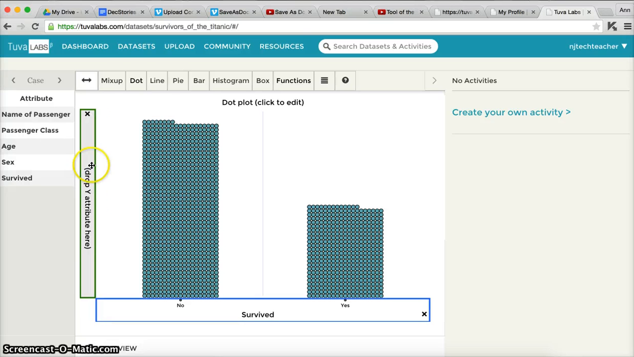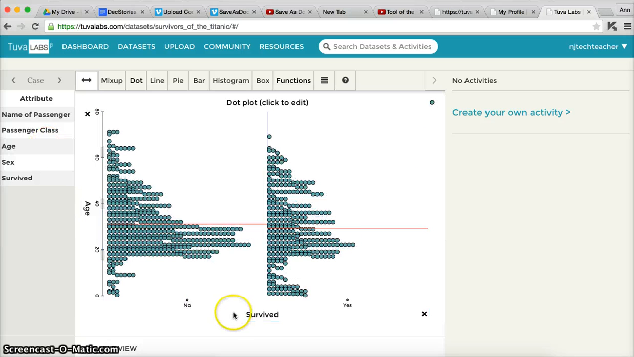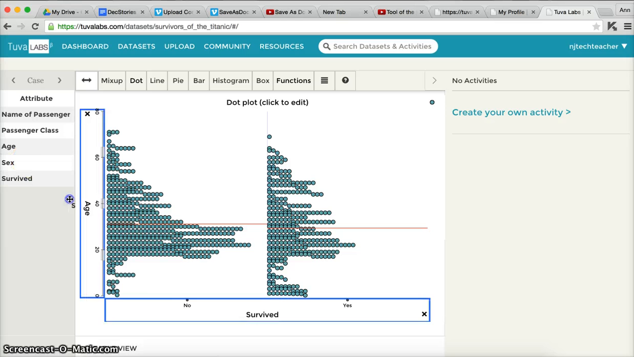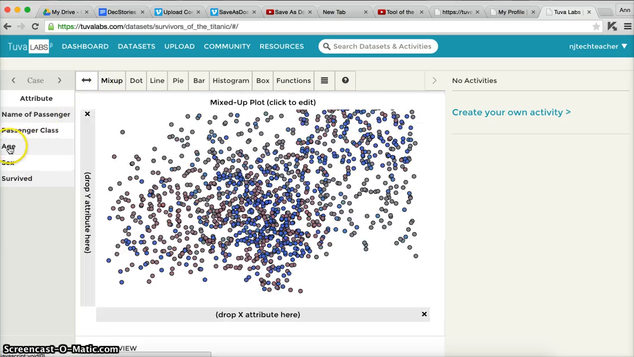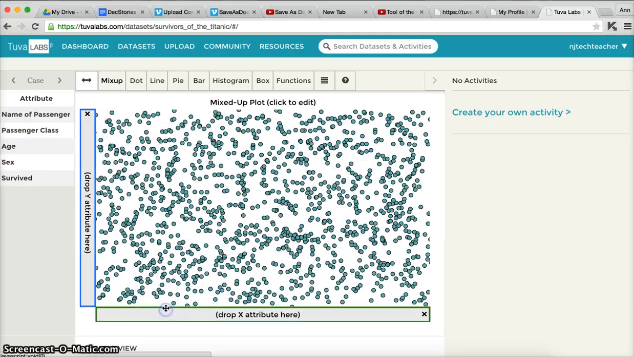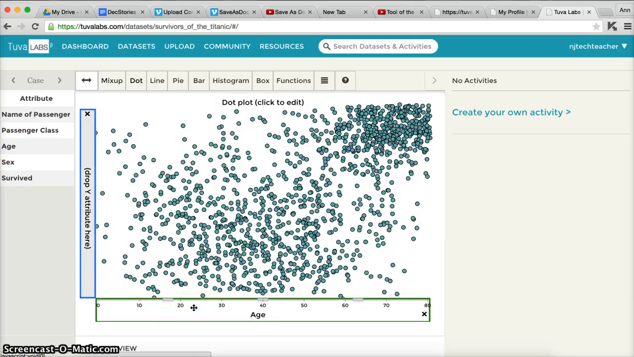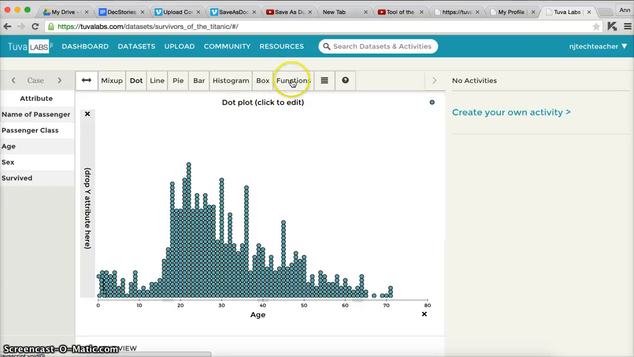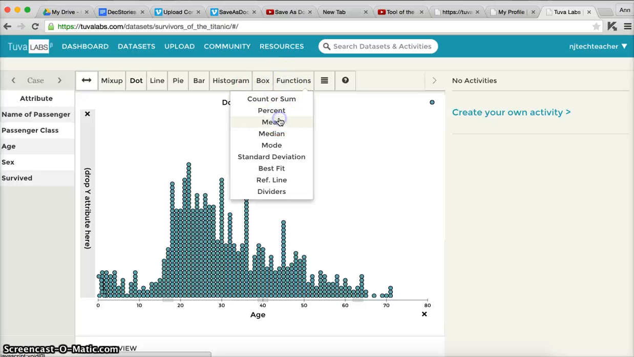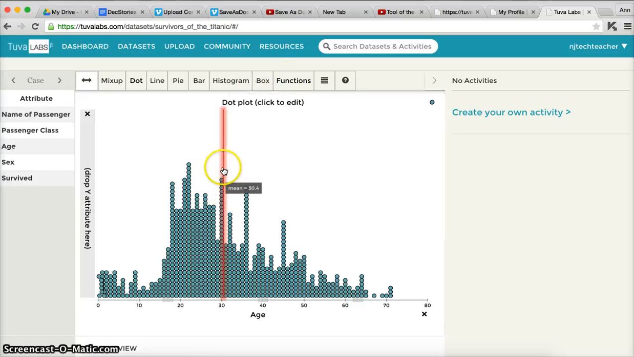So let's find out the age versus, let's see, let's mix it up. Let's look at the age of the passengers. And then what we'll do is let's find the mean age of those passengers. So the mean age of the passengers was 30.4 years old. So you can see how you can find some interesting information that way.